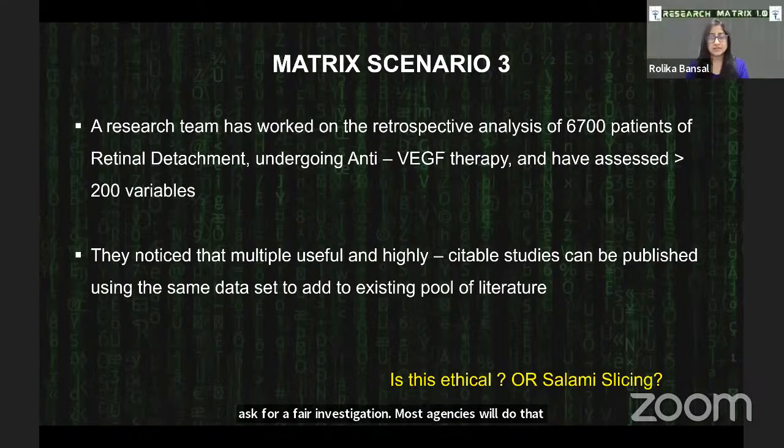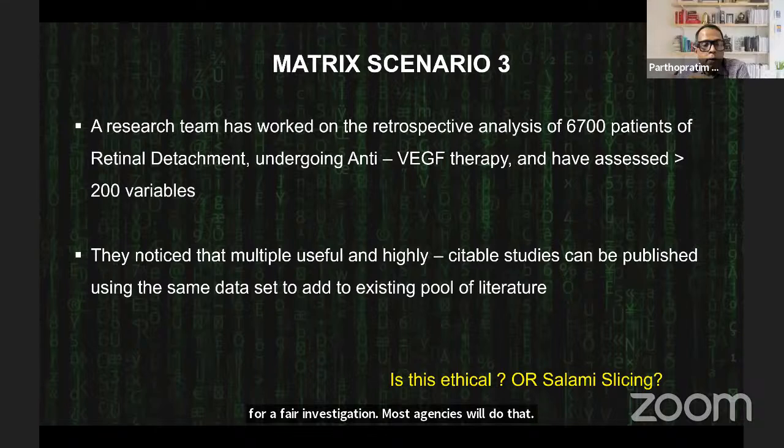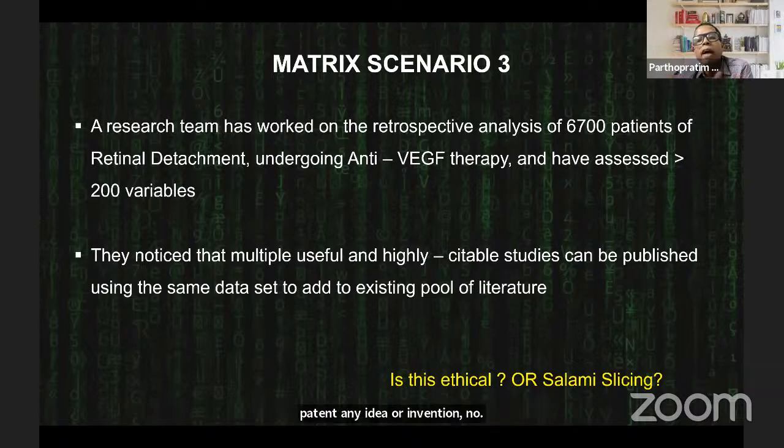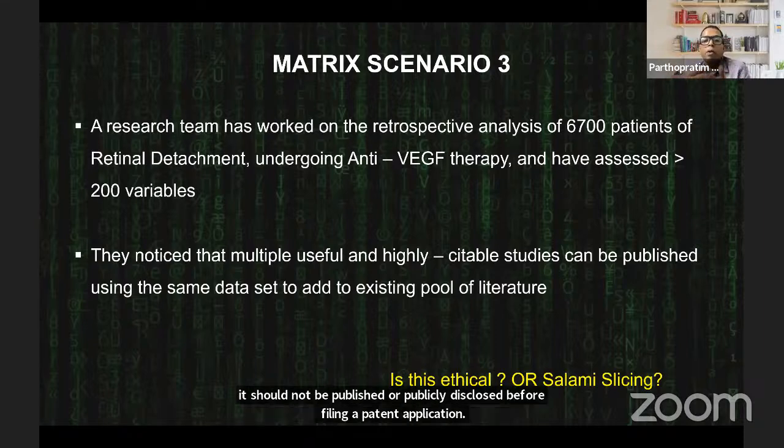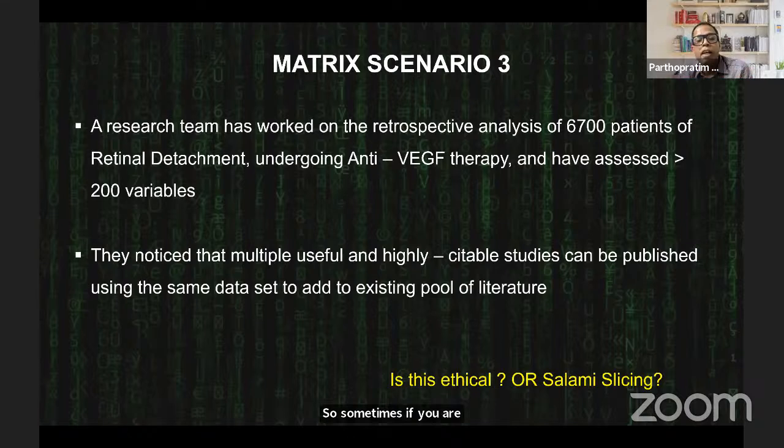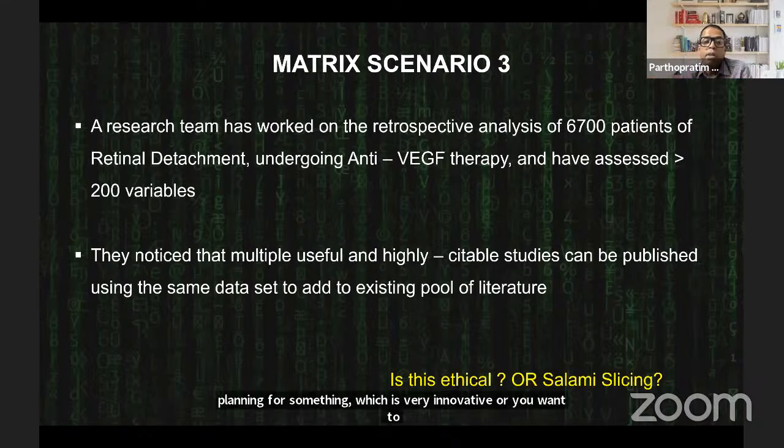Right. And I think yes. Yes, so a very nice point, Sayan. But Apurva, I want to tell you something. It is said that if you are aiming to patent any idea or invention, it should not be published or publicly disclosed before filing a patent application. So sometimes if you are planning for something which is very innovative, or you want to patent something, then this thing you have to keep in mind.